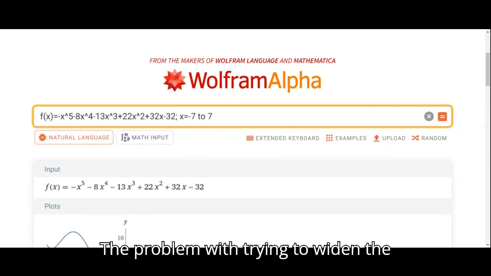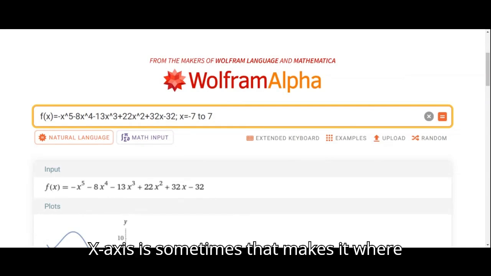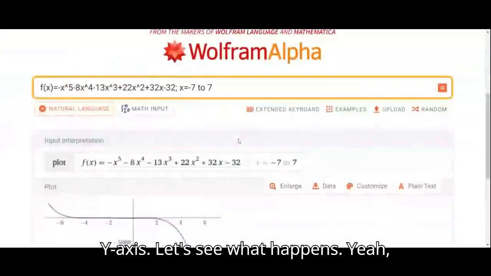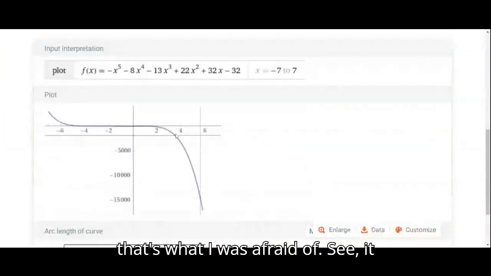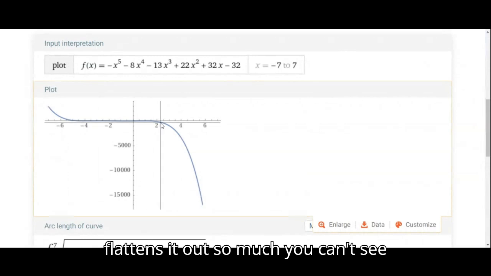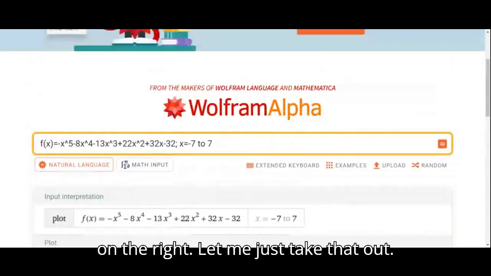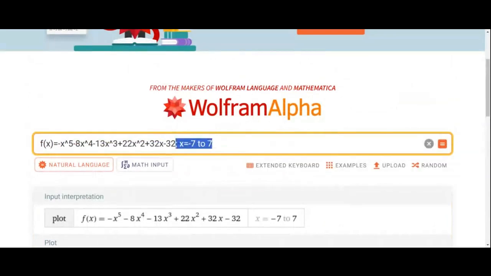The problem with trying to widen the x-axis is sometimes that makes it where you can't see what's happening on the y-axis. Let's see what happens. Yeah, that's what I was afraid of. See, it flattens it out so much you can't see what's going on at the end. But you can see that it's going up on the left and down on the right. Let me just take that out. No help.